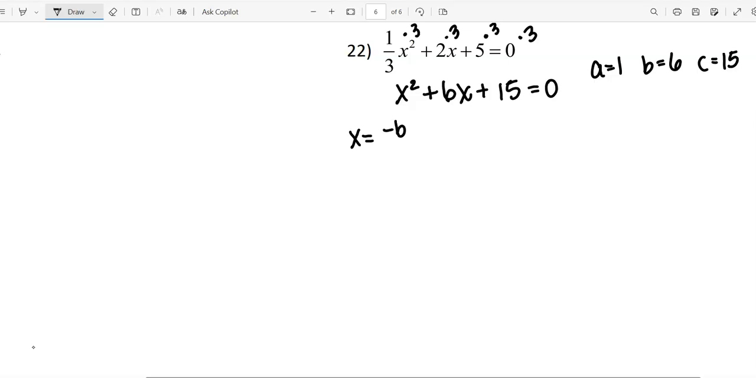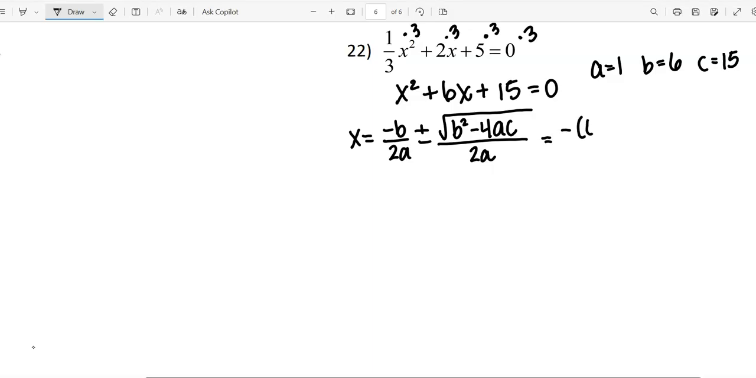Negative B over 2A plus or minus the square root of B squared minus 4AC, all over 2A. If you don't know that, I would write it down every single time you use it, because you need to know that. You do have a unit test on Friday, and you need to know it. So if you don't know it, write it down every time you use it. And then I'll plug my numbers in.